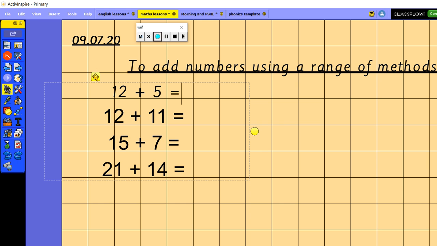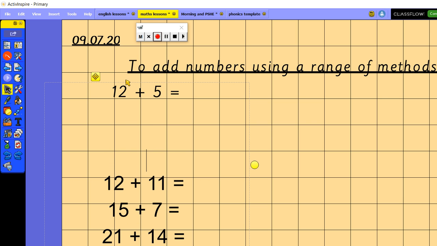So I can see here, the first one that I've got, I'm just going to turn the other ones down. I've got the number 12, add 5. Now I know that I can calculate this mentally if I put the largest number, which is 12, in my head and count on 5. So I'm going to put 12 in my head and I'm going to add 5. So we're going to put 12 and then count on 13, 14, 15, 16, 17. And I know the answer to that calculation is 17. And for this method, I have used a mental strategy.